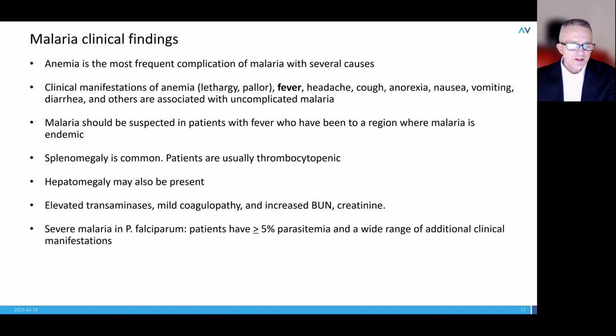Malaria can go on to develop into severe malaria, especially in Plasmodium falciparum. And one of the definitions of this, there are several, is that patients should have at least 5% parasitemia. And in addition to that, there can be a wide range of serious clinical manifestations, deadly.